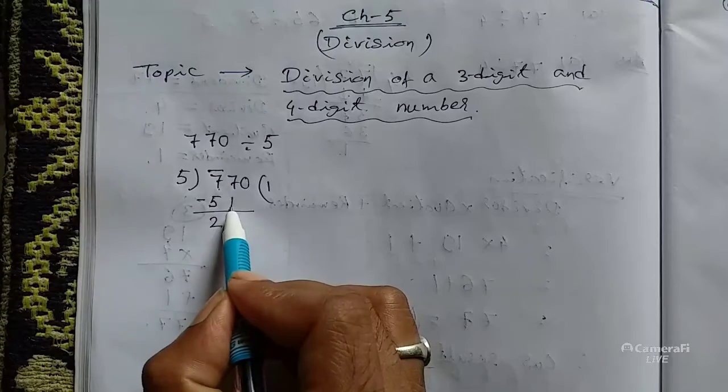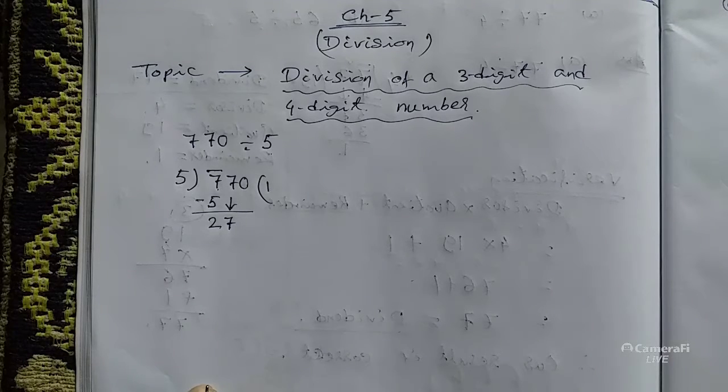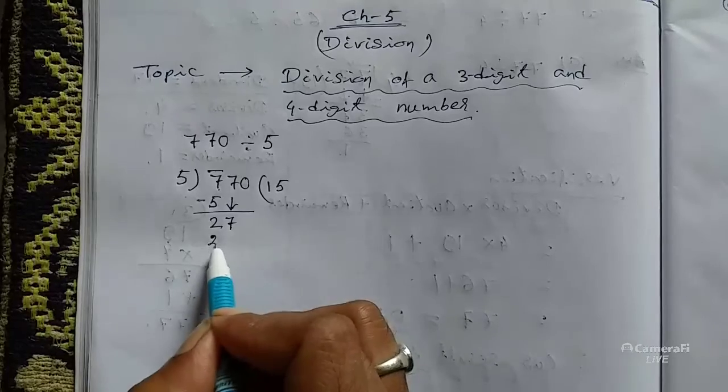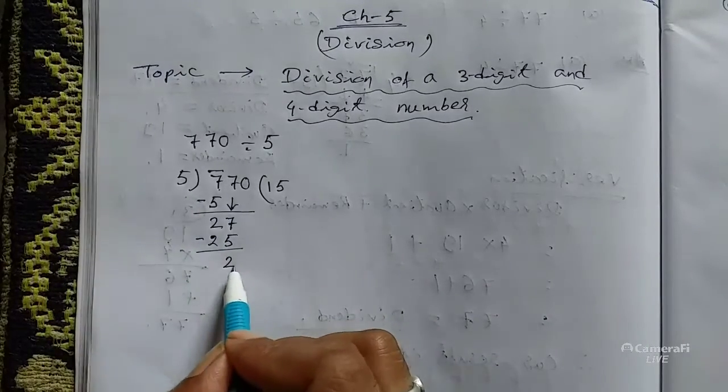Now take the next digit, 7. 27 is the next number. Again we will proceed with the table of 5 until we reach 27 or just cross 27. 5 1 is 5, 5 2 is 10, 5 3 is 15, 5 4 is 20, 5 5 is 25, 5 6 is 30, just crossing 27. So we will take 5 5 is 25. Now subtract. Subtracting we get 2.